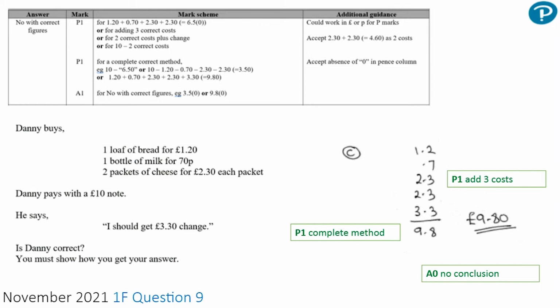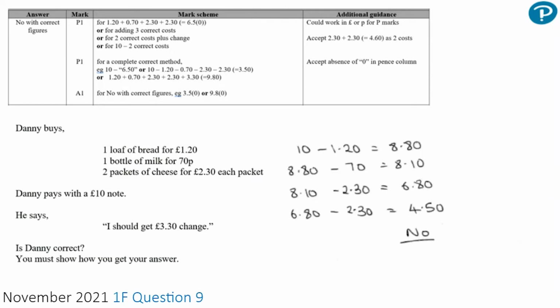And it doesn't have to be written as money when they're doing the adding up. Let's try one more of these. Yeah, then we move on to a different question. So they've done it slightly differently, by taking away the costs.